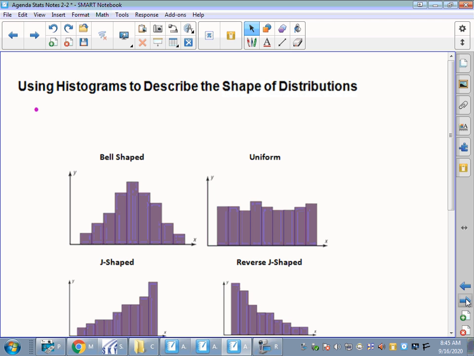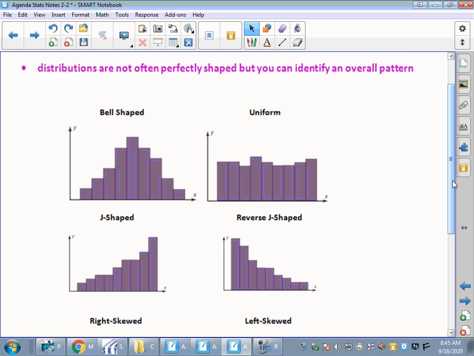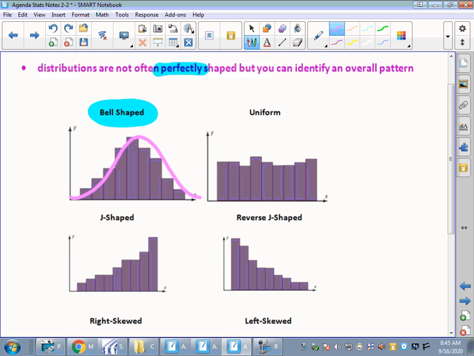So last but not least, shapes. Distributions are not often perfectly shaped, but look for an overall pattern. The one that we love the most in stats is a bell-shaped graph. Take a second to go back and look at that very first histogram we made. I would say, again, they're not perfect, but I would say that that first histogram we made is a bell shape. It goes up. A perfect bell shape looks kind of like this, but it's got the potential to be there.